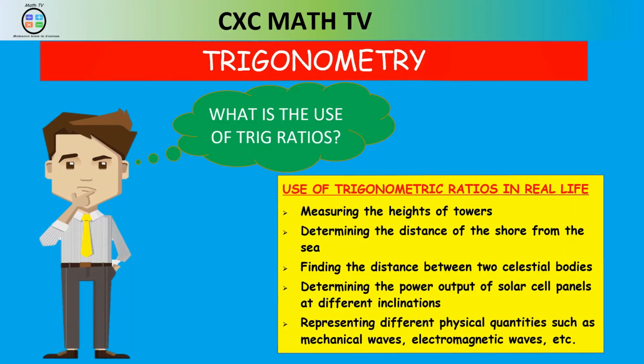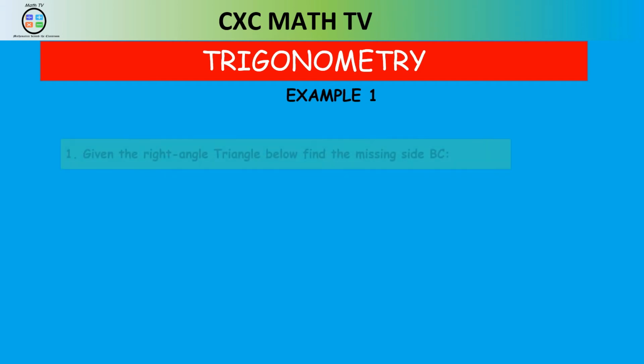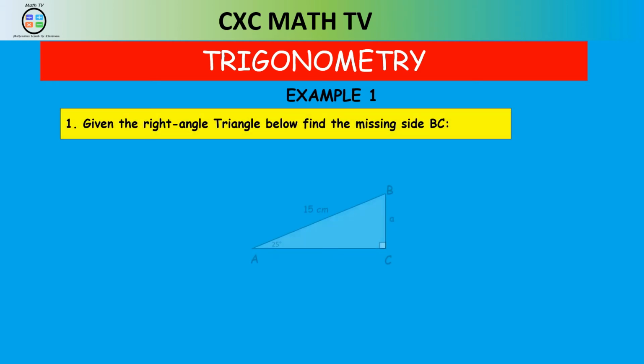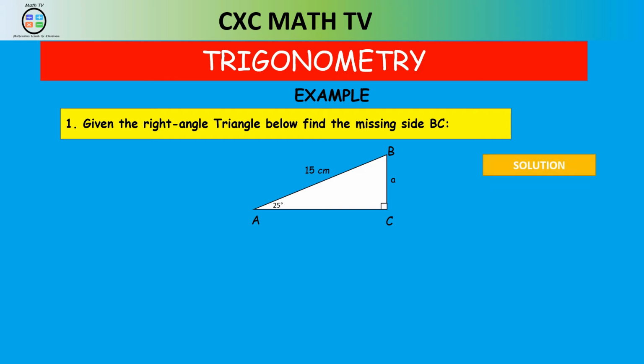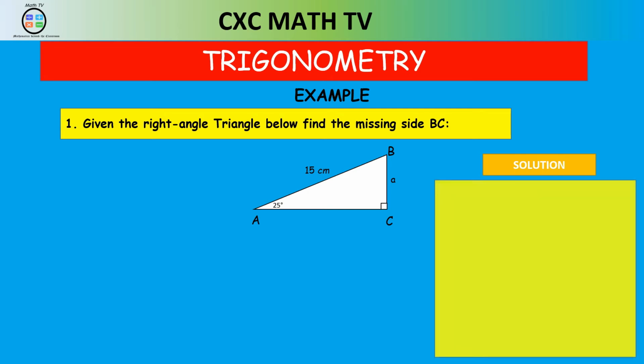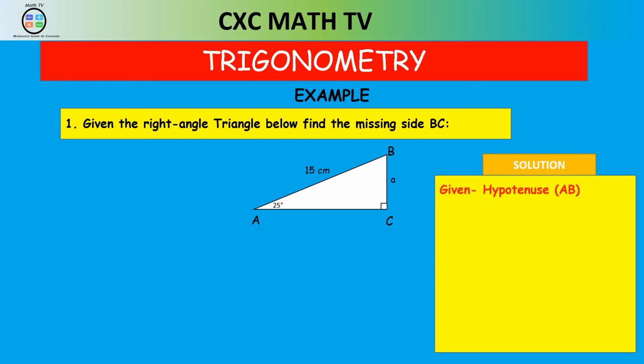Now that we know the trig ratios, let's look at some questions. We're given this right angle triangle, triangle ABC, and it says find the missing side BC. Looking at it, we are given the hypotenuse AB, which is 15 centimeters, and the angle given is 25 degrees. We need to find BC, but BC is opposite to the angle. So since BC is opposite to the angle, BC is the opposite.